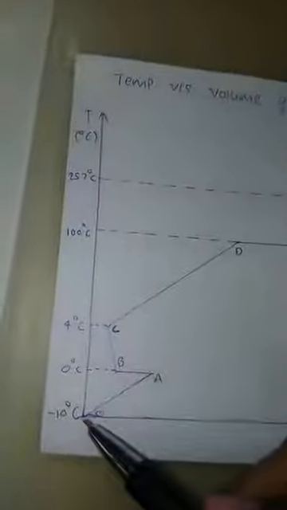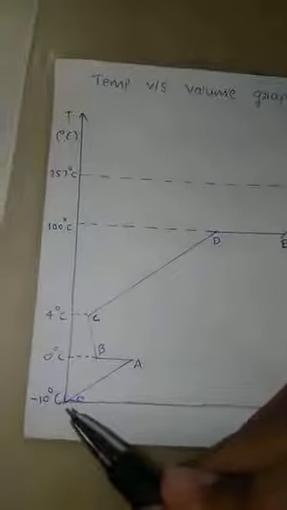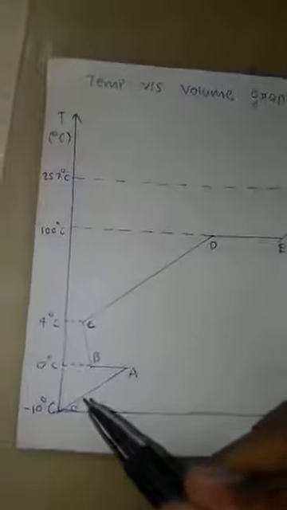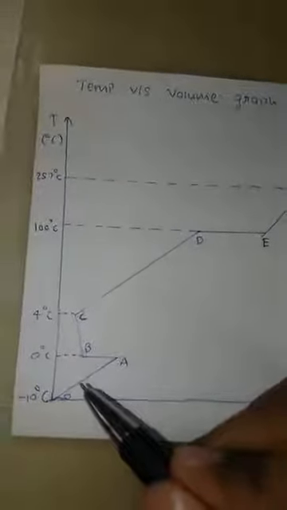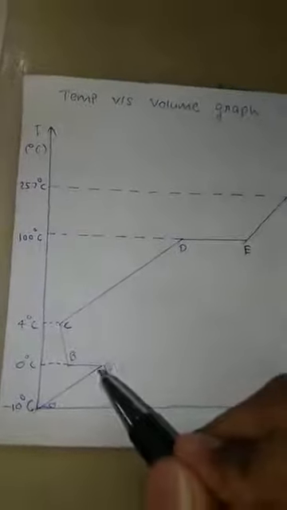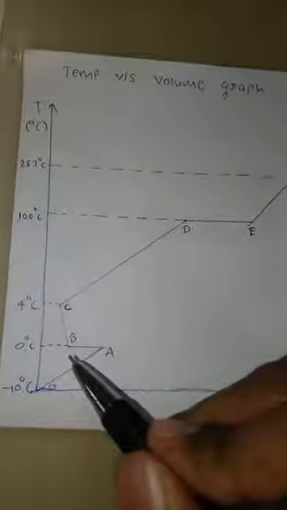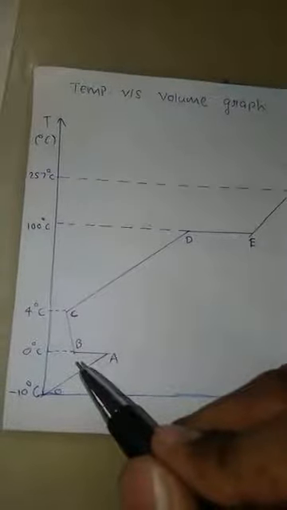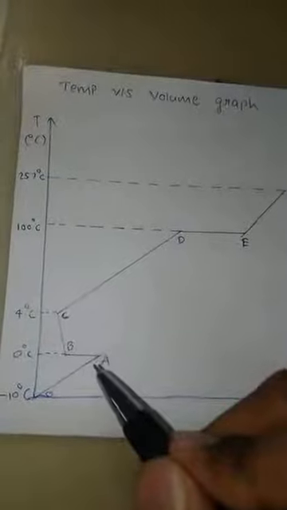I start from point O, that is minus 10 degree ice, to 0 degree ice. As you can see, on supply of heat, volume is rising, which is the natural behavior of any substance to expand on heating. But what happens in phase A to B, that is latent heating of ice from 0 degree ice to 0 degree water? Ideally, the volume must increase, but in this case, the volume is reducing.